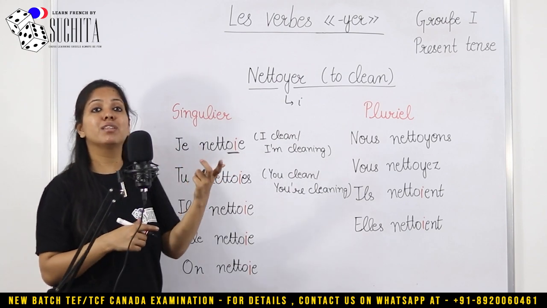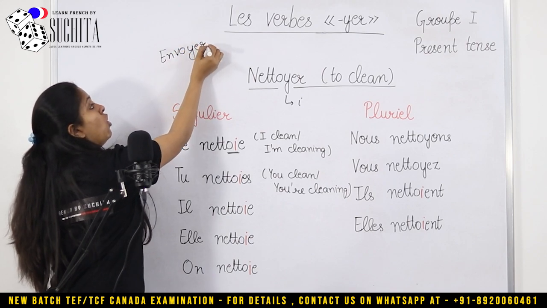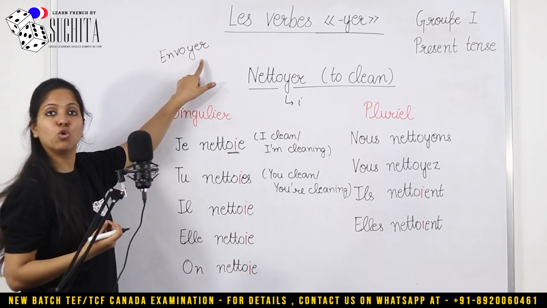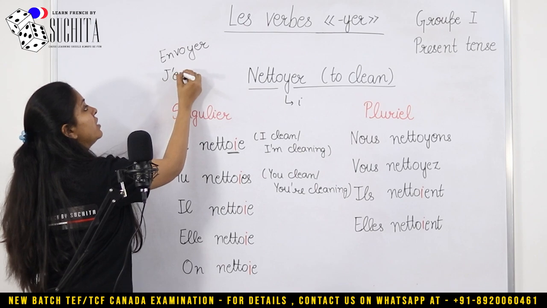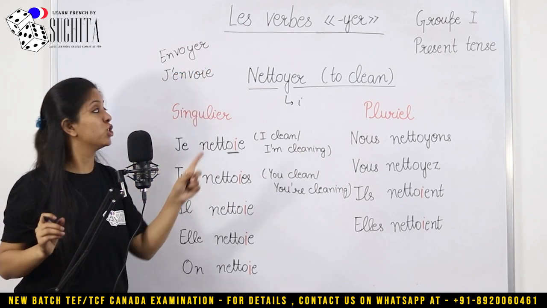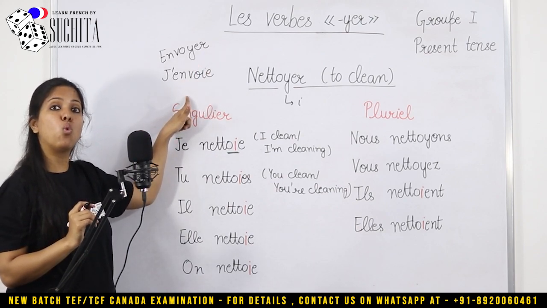Like for example, the similar thing happens in the case of the verb envoyer, which means to send. Now here also you have this combination OY. So when you conjugate this verb, it will be something like this and the pronunciation will change. This is envoyer, but this is j'envoie.